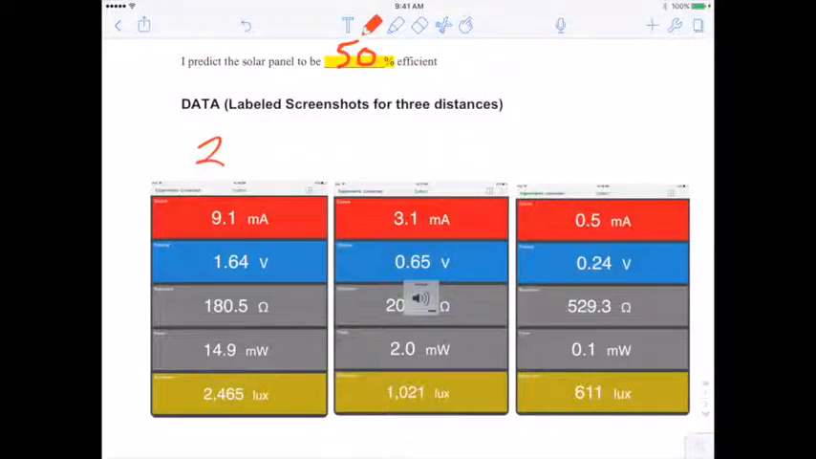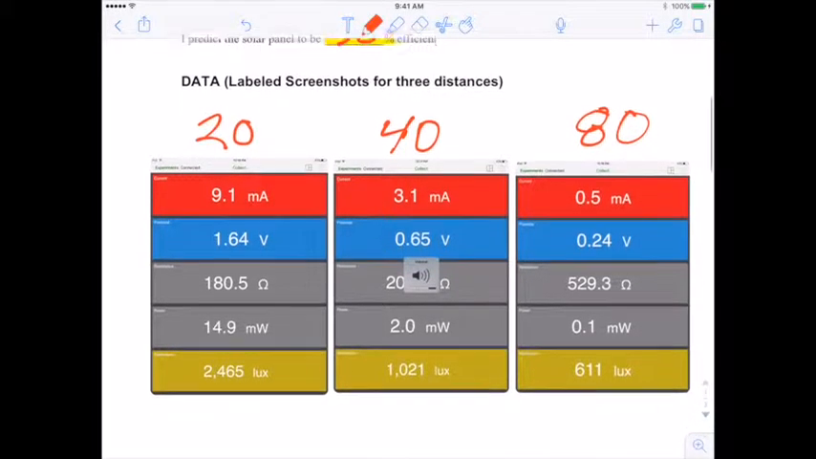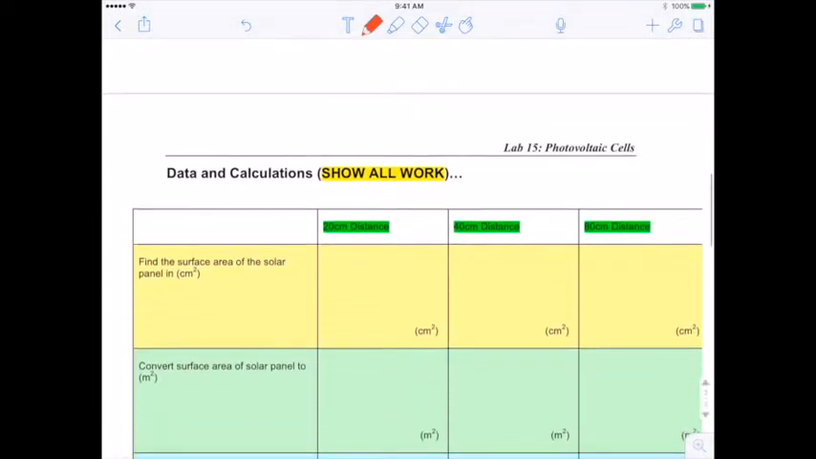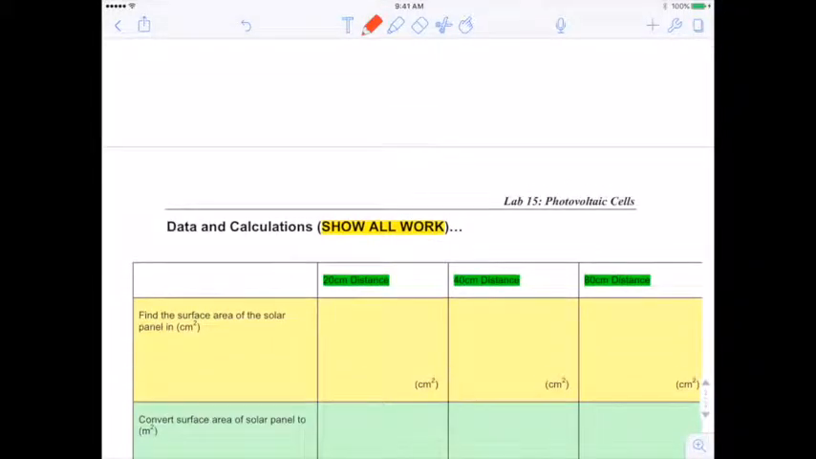Make sure to label the screenshots as to how far they were away from the light source: 20, 40, and 80 centimeters. All right, let's go ahead and work on the data and calculation section that some people are going to struggle with because some of these are a little bit tricky perhaps.